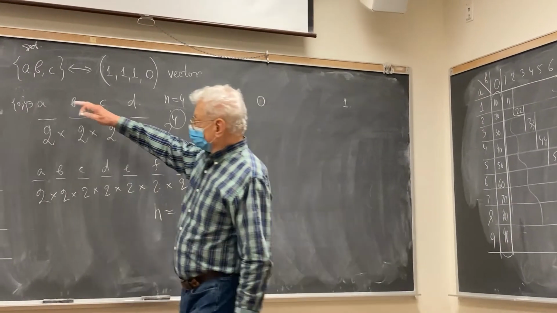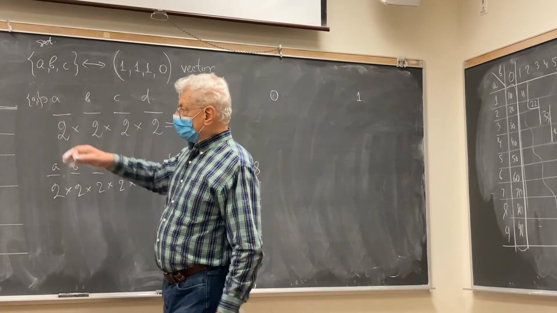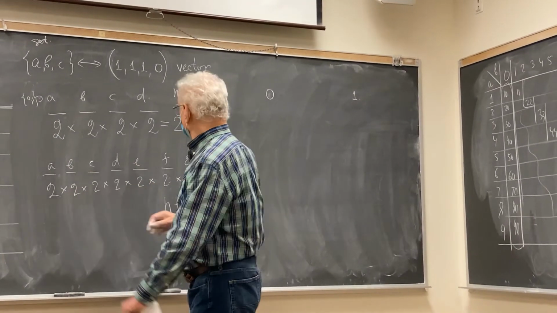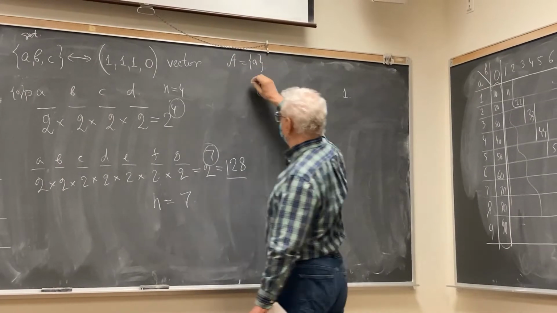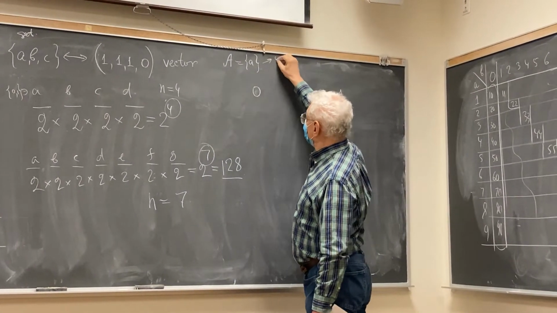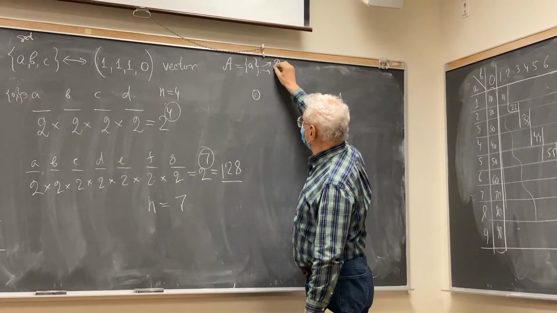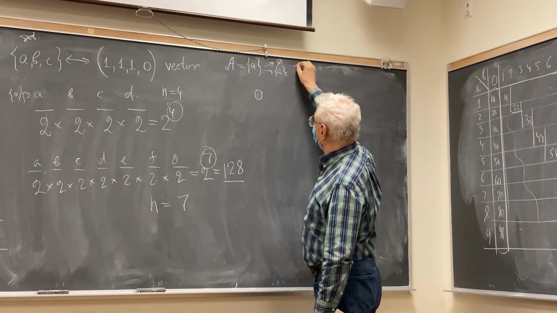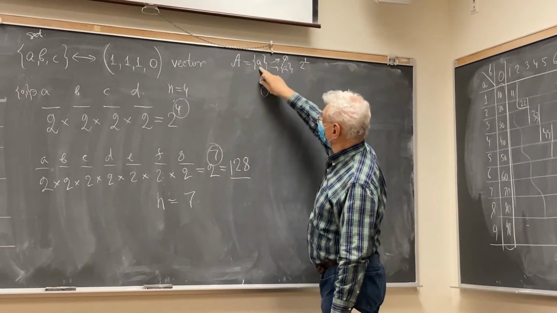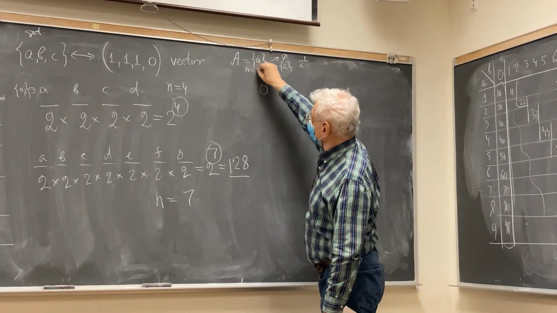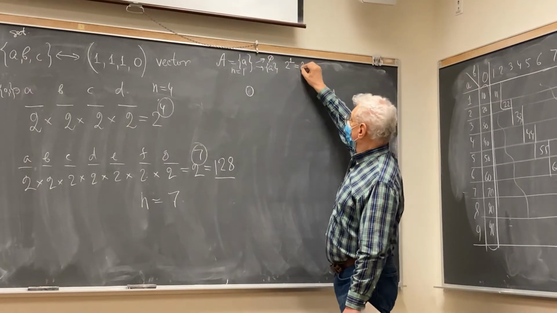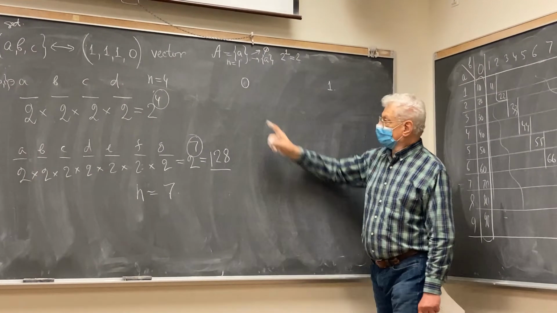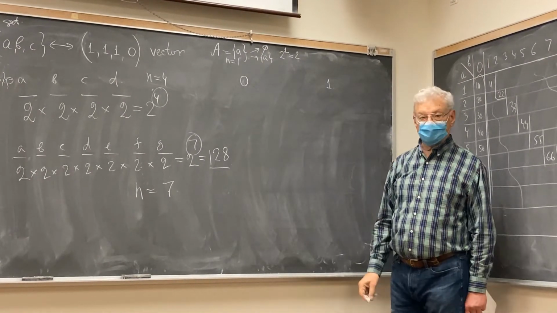If I have only one letter. So if I have a set A consisting of one letter, which subsets do I have? The empty set or set A itself, right? So there will be 2 of them. 2 to the power 1, where n equals 1 element. So 2 to the power 1 is 2, and there are 2 of them. So 0 or 1 for A.